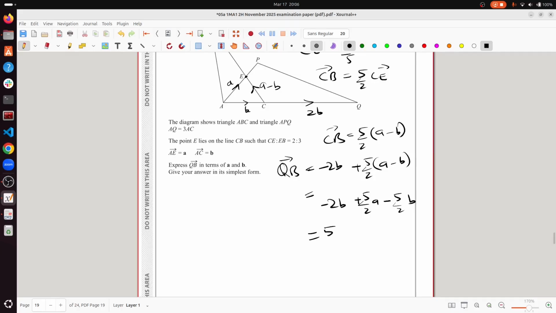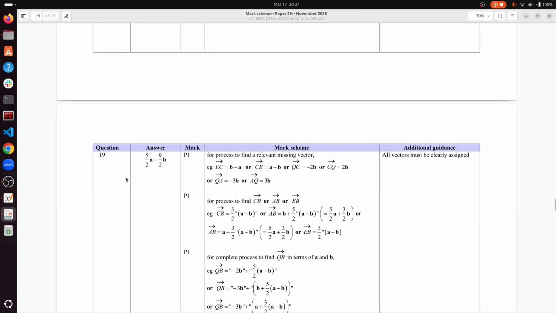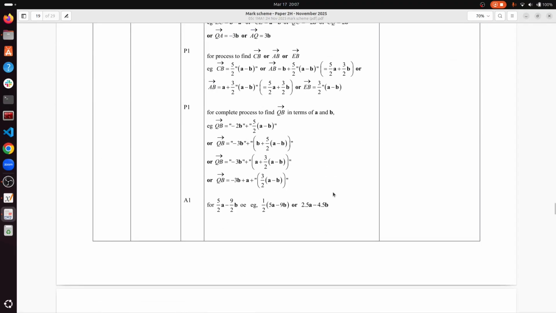That gives me 5/2A, and minus 2B minus 5/2B gives me minus 9/2B. So I can write it as 5A minus 9B all over 2. 5/2A minus 9/2B. So that's correct. You can leave it that way, or this way. All of those are correct.